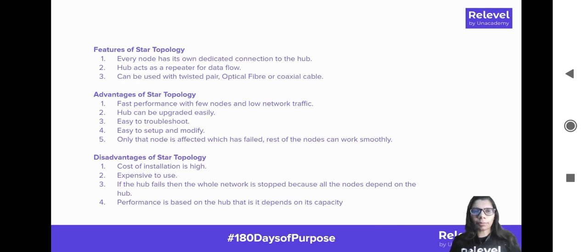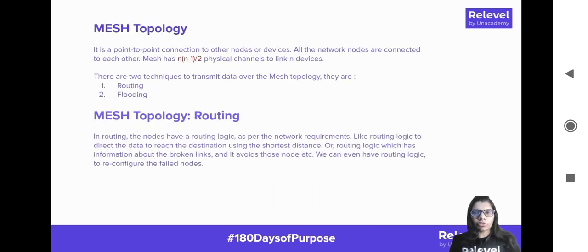Let's move to the next type of topology, which is mesh topology. In mesh topology, every device is connected to another device via a particular channel. Here in mesh topology, there can be two techniques to transmit the data. It is a point-to-point connection to the other nodes or devices. All the network nodes are connected to each other.